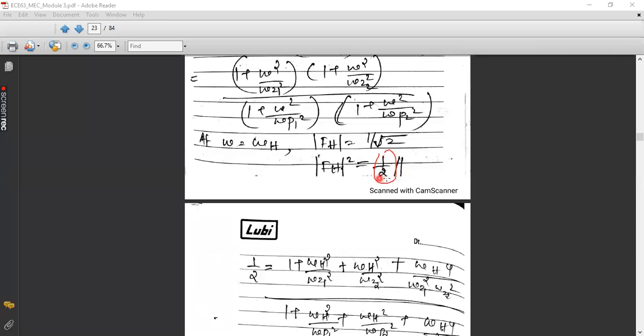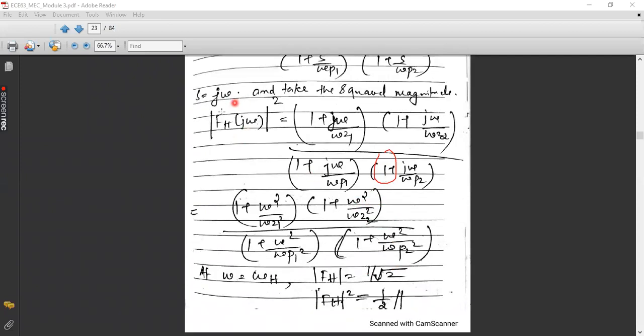So what I will do is substitute this 1 by 2 in the left hand side, because on the left hand side I have taken FH of j omega, the whole square. Whenever my omega is equal to omega h, the squared magnitude value is 1 by 2, as per our discussion. So in the left hand side, I will replace the term with 1 by 2. So please write it.